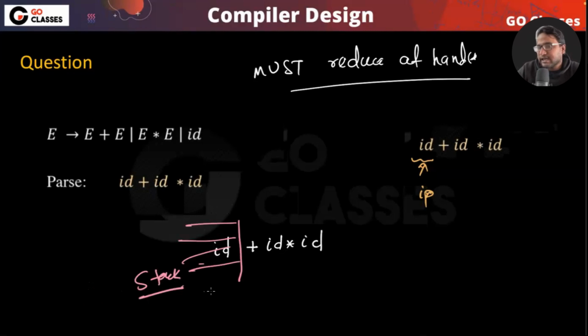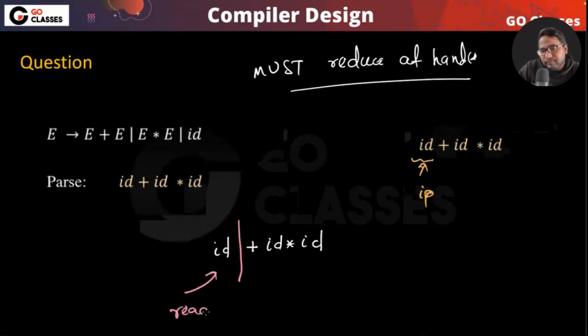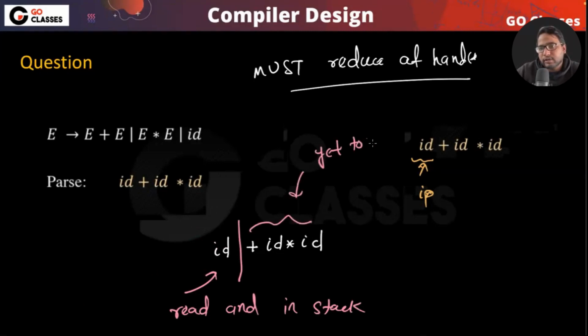Everything up to here has gone into the stack. This is read and in the stack. This is yet to read. Is this fine to everyone, that this is the convention I'm following? Given this, if I'm reading it, I will put a bar here. Now what will I do?